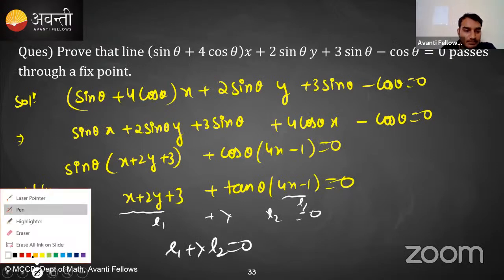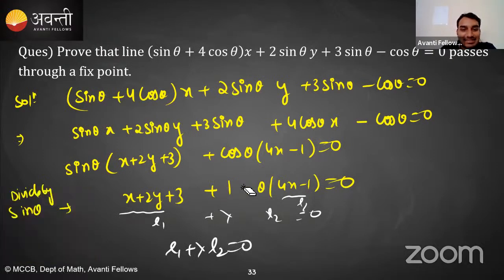Okay, yeah. Doesn't matter, does it? It doesn't matter, right? Cot theta को lambda बोल देंगे, right? Cot theta, right? Again, क्या फर्क पड़ रहा है ना? चलो कोई नहीं. L1 plus lambda times L2 equal to 0, right? Theta तो एक पैरामीटर है ना, right?